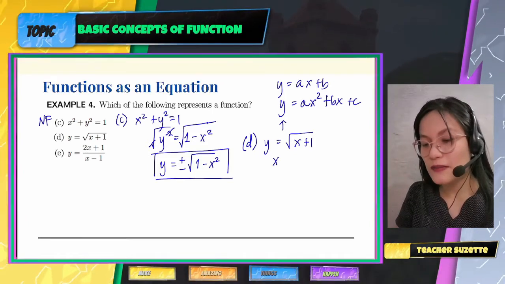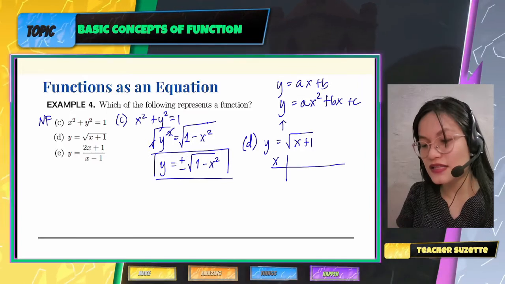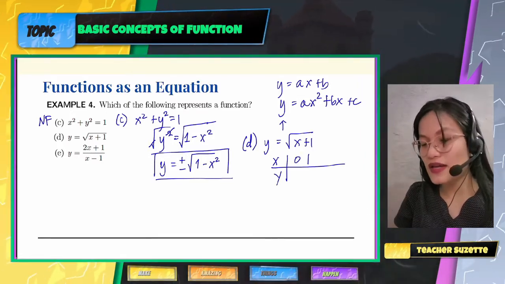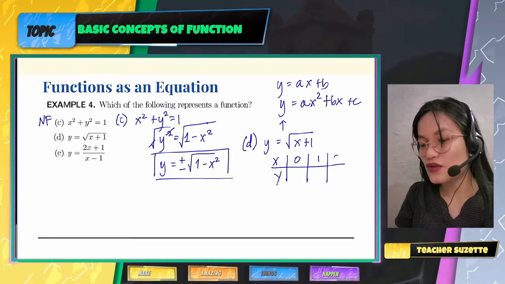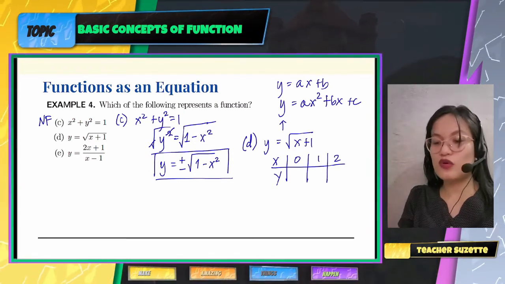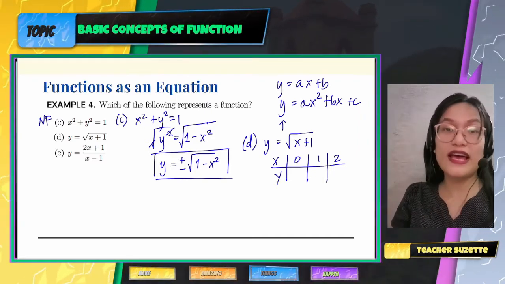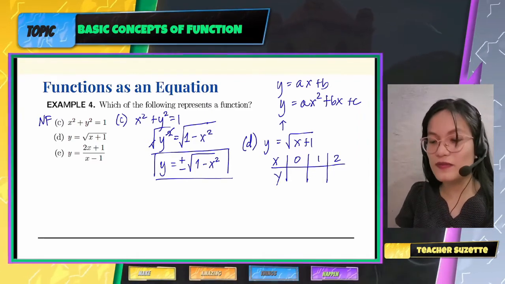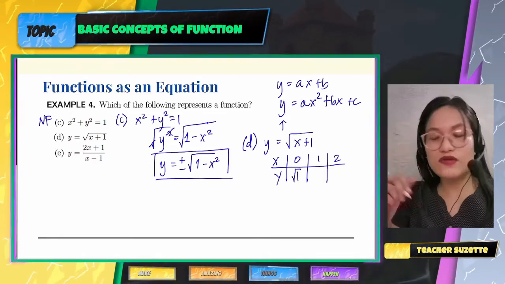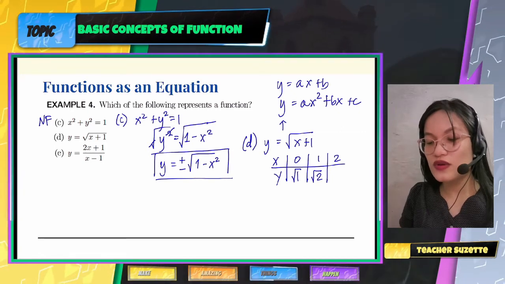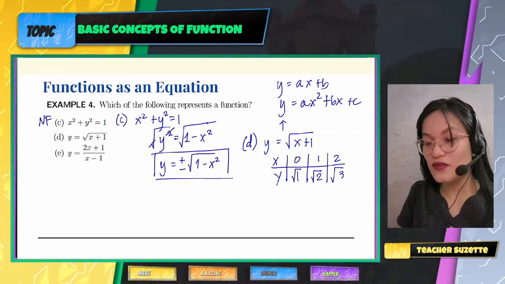So, halimbawa, mag-construct tayo ng ating simple table of values. Substitute tayo ng halimbawa 1, 0, 1, 2. So, when we replace the value of x to 0, the answer will be square root of 1. Then, ganun din, pag nag-replace naman tayo ng 2, magiging square root of 2. And last, we have the square root of 3.